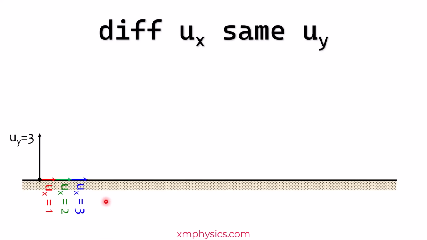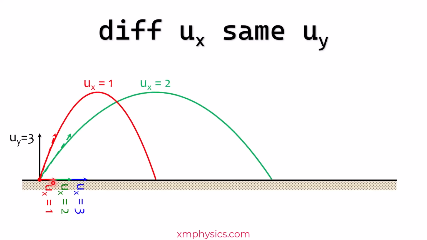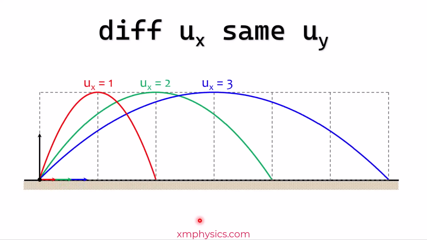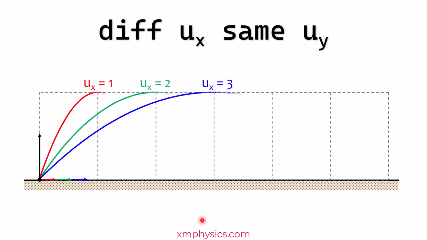Okay, I assume you are ready. I'm going to review the answer now. So for ux equals 1, for ux equals 2, for ux equals 3. Alright, so do you get the correct answer? Okay, let me explain the answers now.